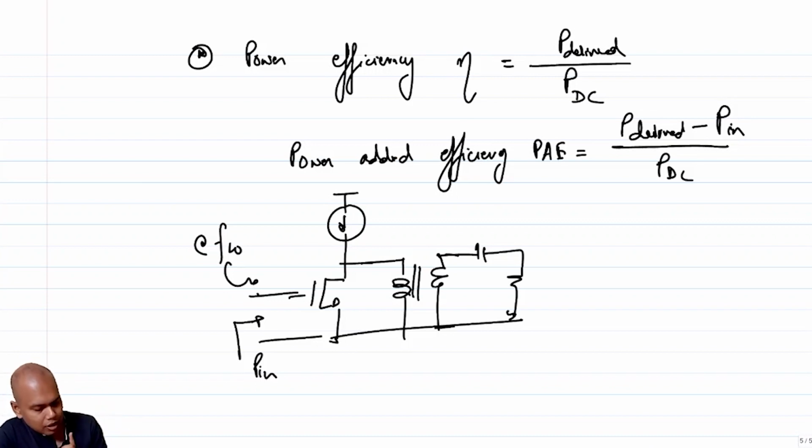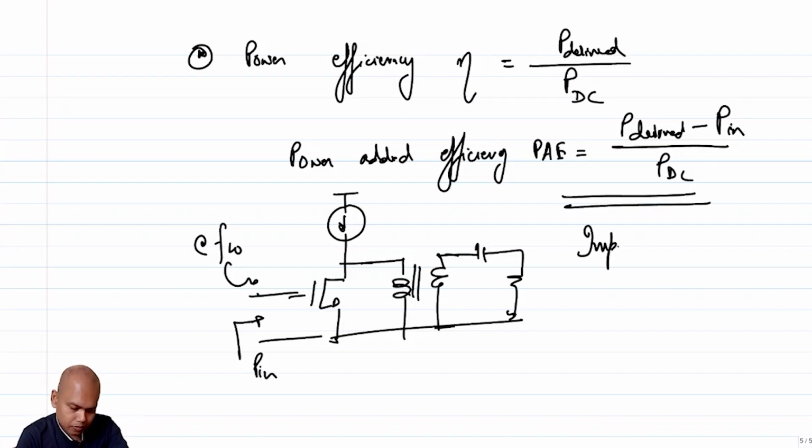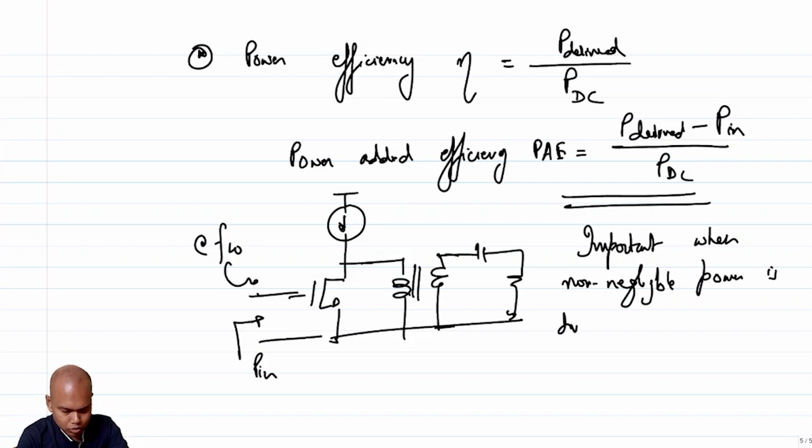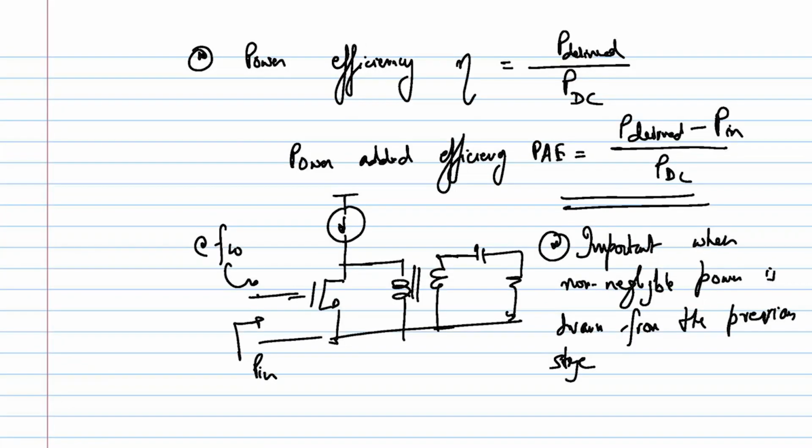And number two is, quite often in designs you are going to see that PAs are not on the same chip as the rest of the mixers and all, right? So this is important when non-negligible power is drawn from the source or from the previous stage, right? So this is important here.